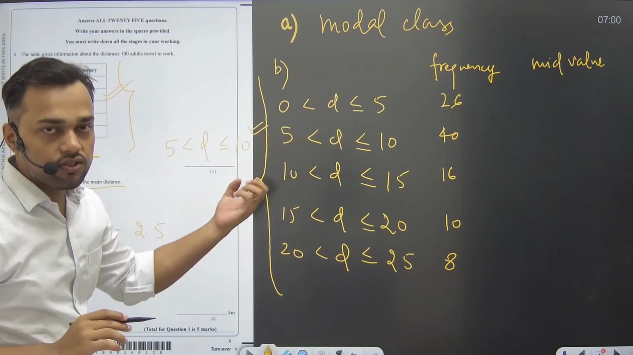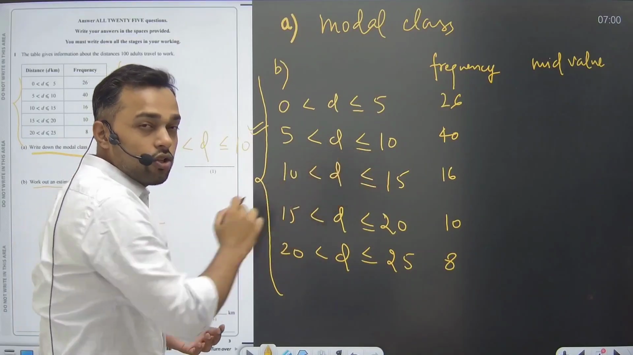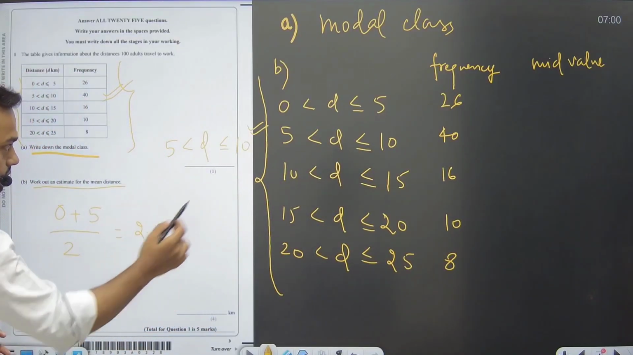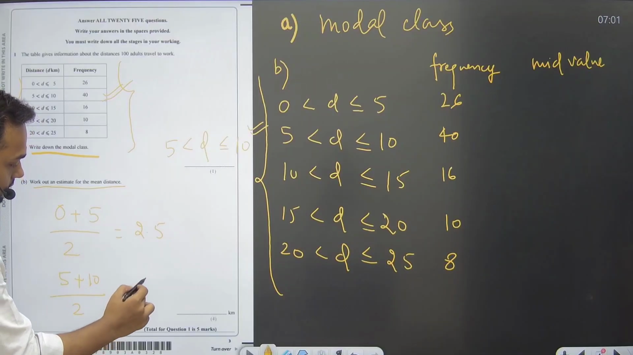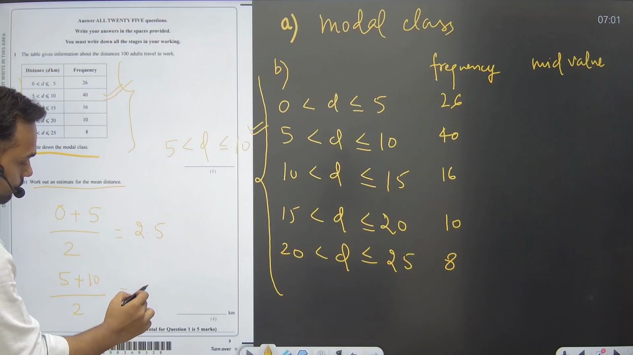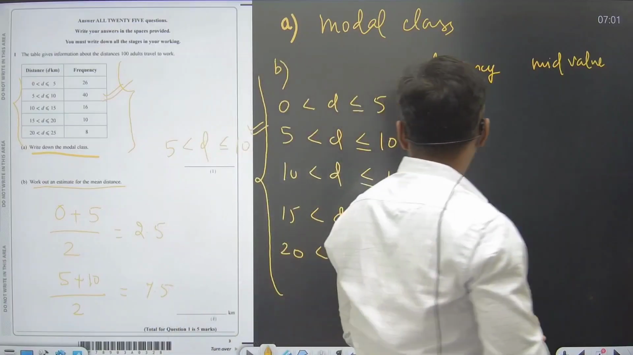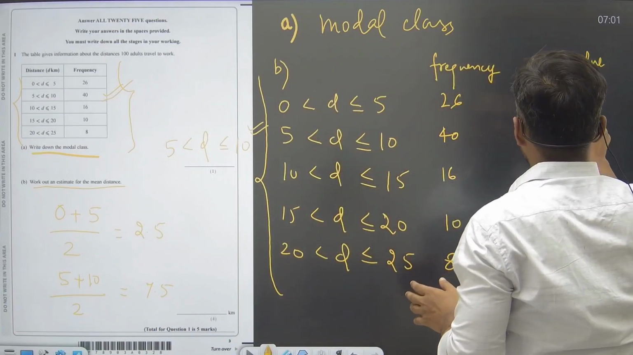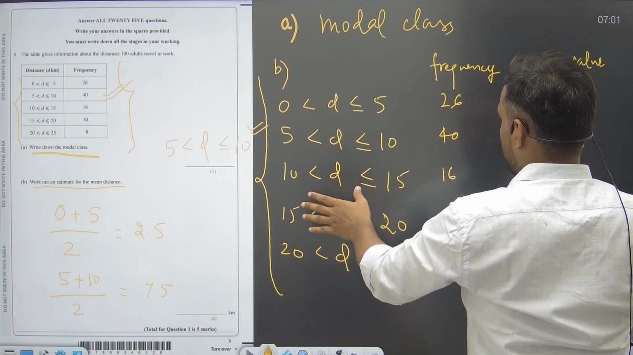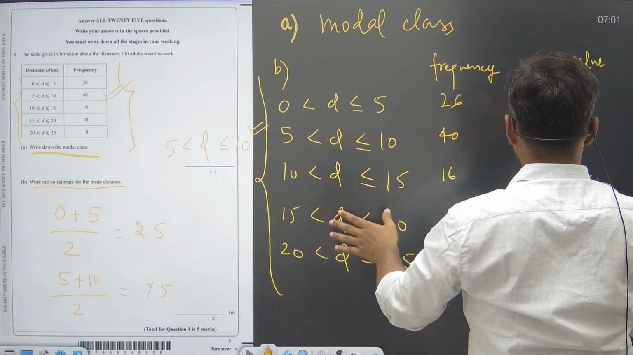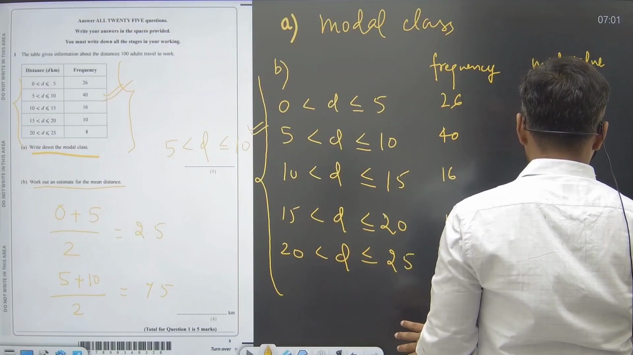Same goes with this also. Second part: D is greater than 5 but less than or equal to 10. Again you need to find the average: 5 plus 10 upon 2 equals 7.5. So here the mid value will be 2.5, in this case 7.5, in this case 12.5, in this case 17.5, and in this it will be 22.5.